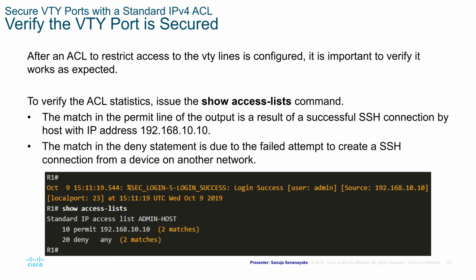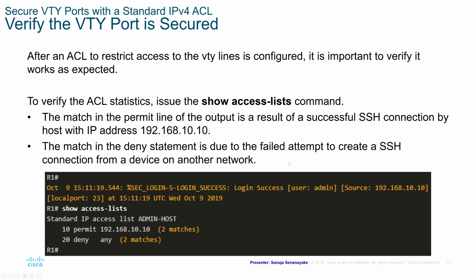Verify the VTY port is secured. After an ACL to restrict access to the VTY line is configured, it is important to verify it works as expected. To verify the ACL statistics, issue the show access-list command. The match in the permit line of the output is a result of a successful SSH connection by the host with IP address 192.168.10.10. The match in the deny statement is due to the failed attempt to create an SSH connection from a device on another network.